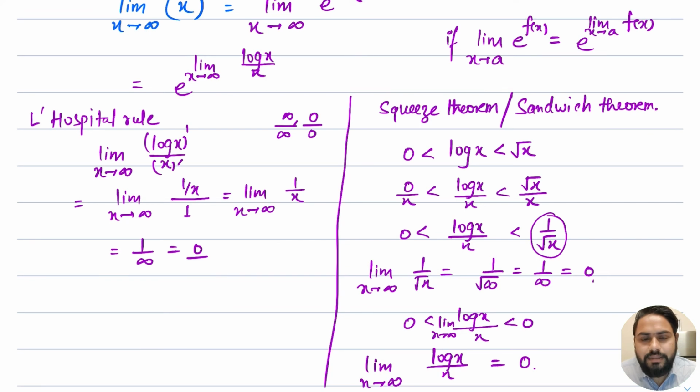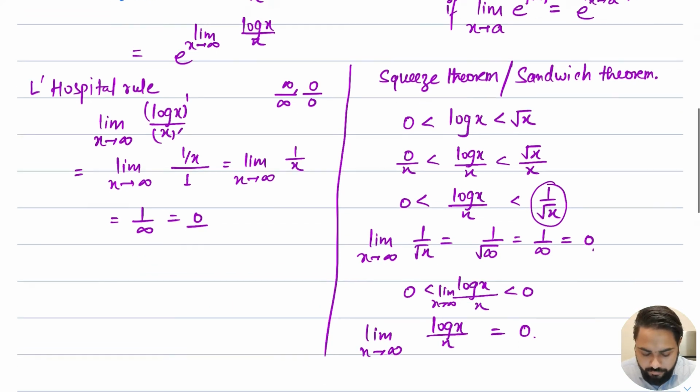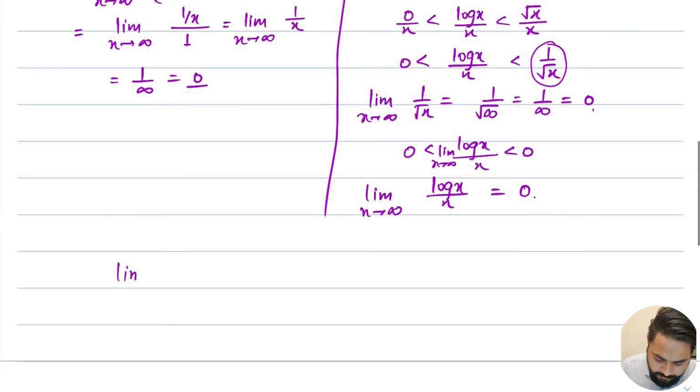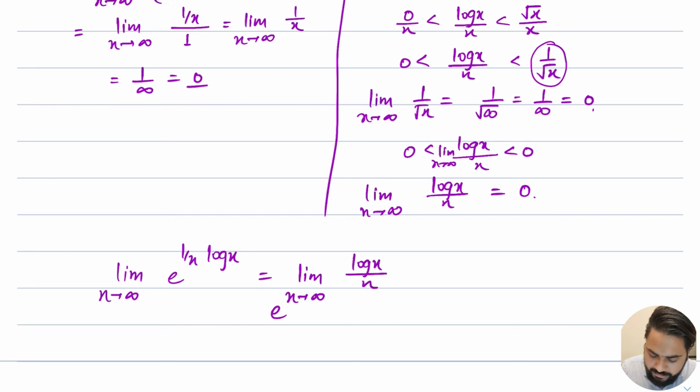By both these methods we have got the limit equal to 0. Now we just need to put the value in the function. So the limit x tending to infinity of e raised to the power 1 by x log x, or you can say limit x tending to infinity of e to the power log x over x, is equal to e to the power 0, as the limit of these functions is equal to 0. So e to the power 0 is 1, since the zeroth power of any number is equal to 1. So the value of this limit is equal to 1. Now we can say that infinity to the power 0 is equal to 1, but in the way of limits, not in actual.